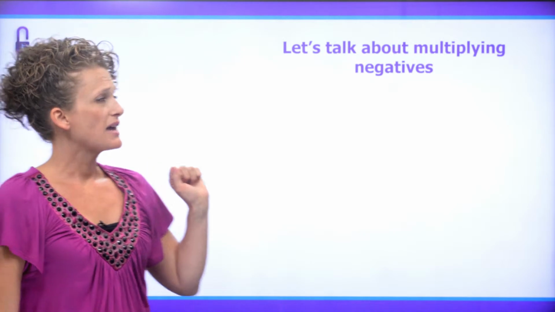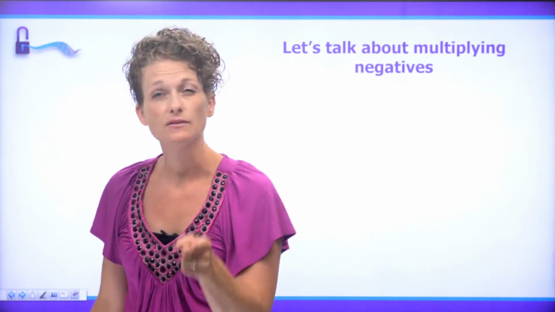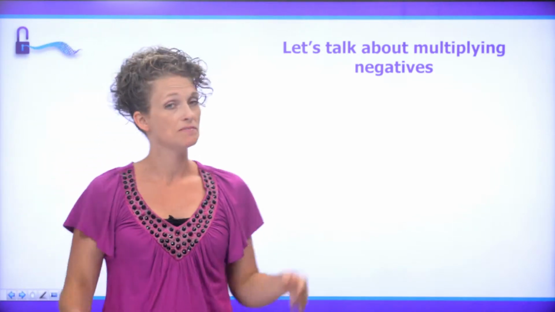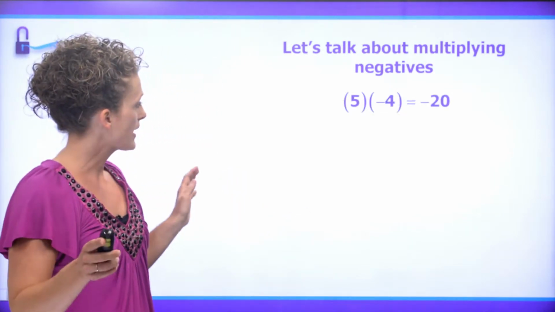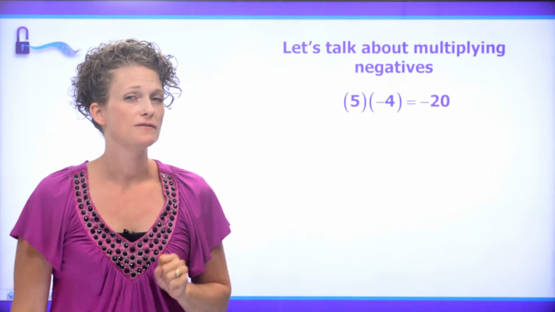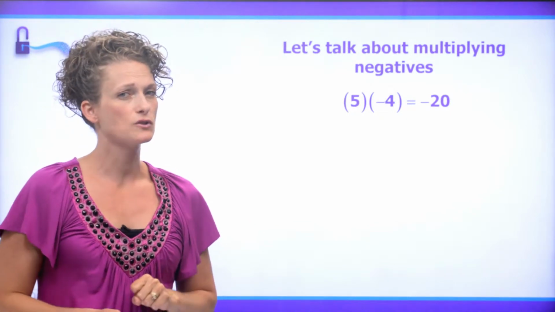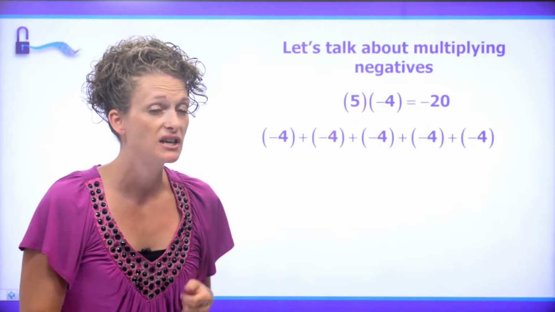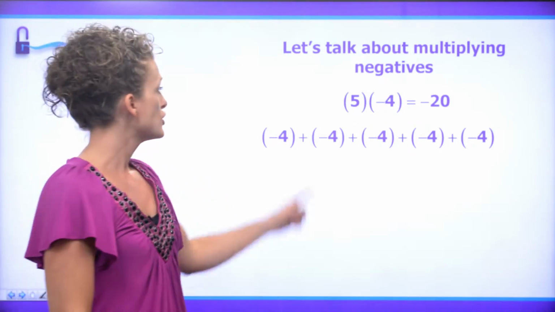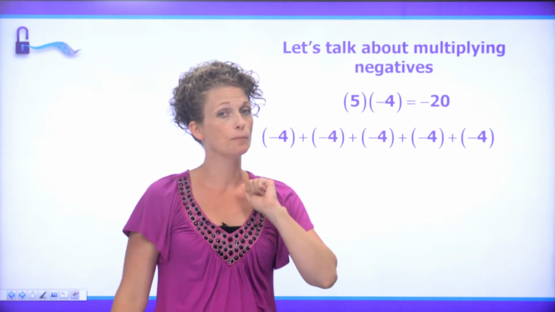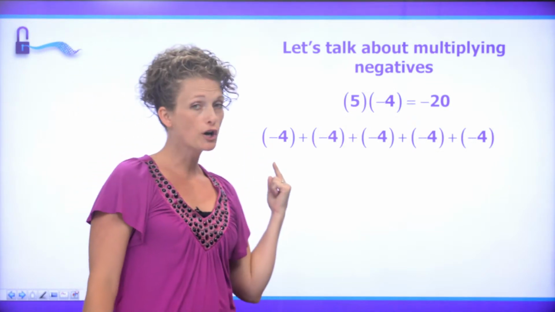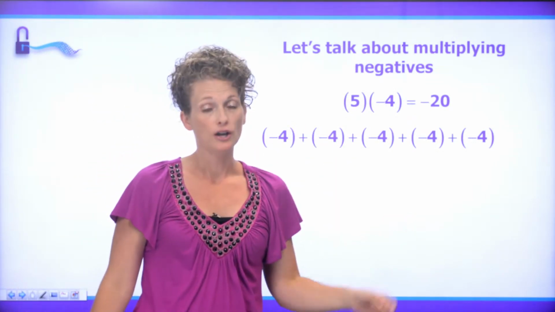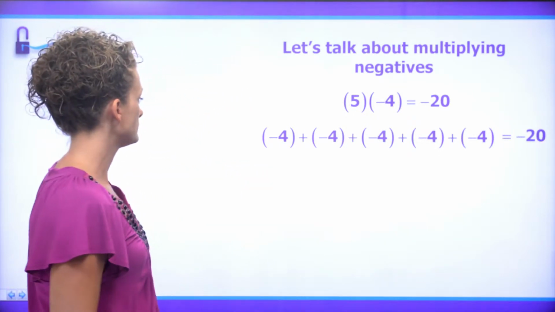So let's go ahead and talk about multiplying negatives, because negative numbers is the one thing that always tends to give us a little bit of troubles. So let's clear that up. Now, if I take 5 times negative 4, it equals negative 20. Well, let's see why that is. We just said multiplication is repeated addition. So 5 times negative 4 means that I have 5 groups of negative 4, which is negative 20.